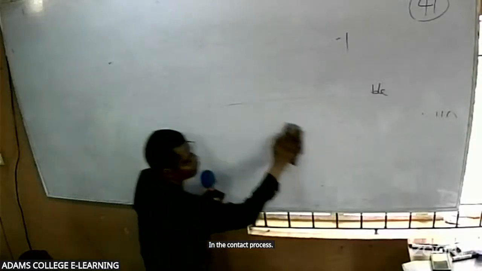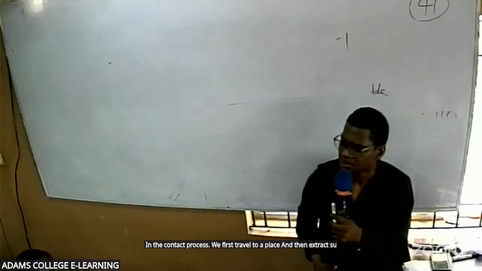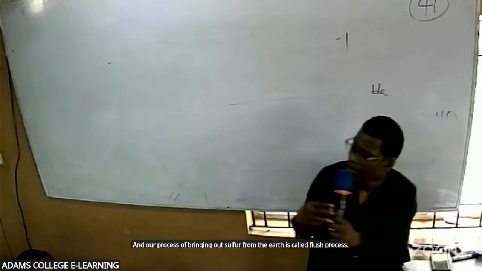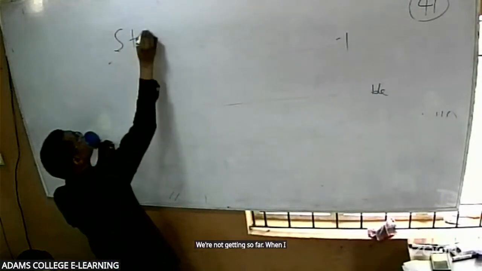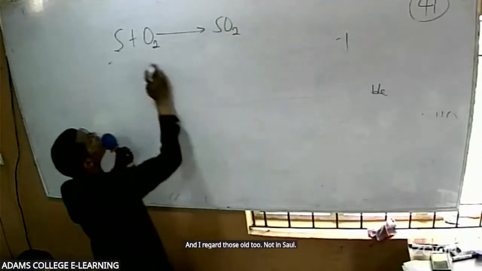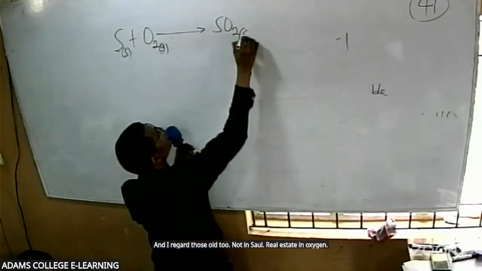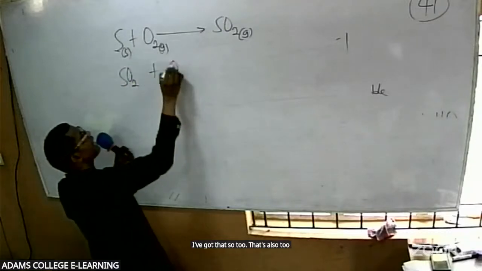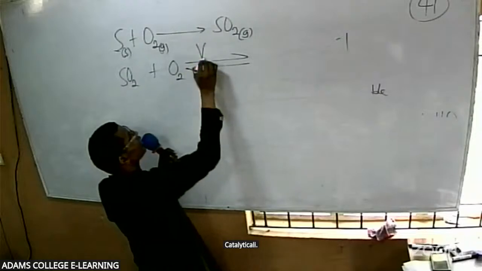We will first travel to a place and then extract sulfur on a large scale. That process of bringing out sulfur from the earth is called the Frasch process. We now get the sulfur. We roast the sulfur in air, and then we get SO2. We roast it in oxygen and get SO2. The SO2 will now combine with another oxygen catalytically in the presence of vanadium(V) oxide.